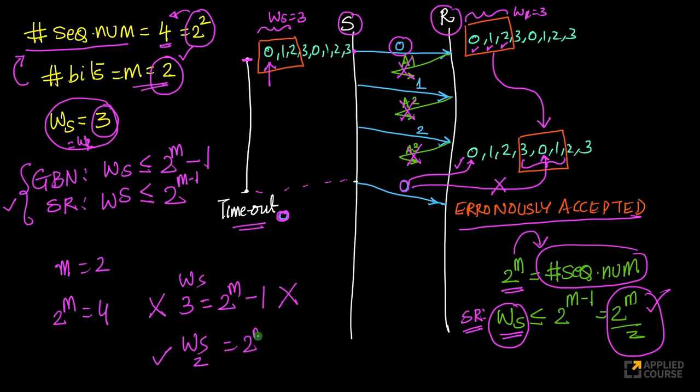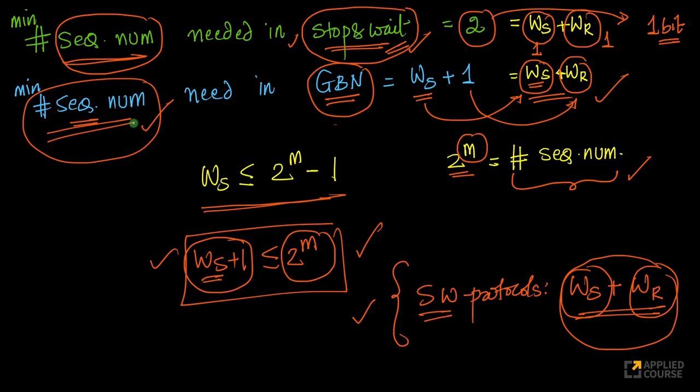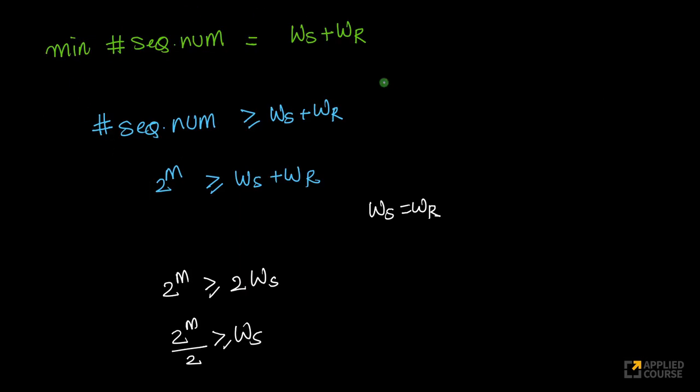This is equal to 2 power m minus 1 in the exponent. This is working, right? So now we can arrive at the same argument using something that we studied earlier. What we studied in the previous video was that the minimum number of sequence numbers needed was the sum of the size of my window on the sender side and the receiver side. In this case, I'll again prove that mathematically.